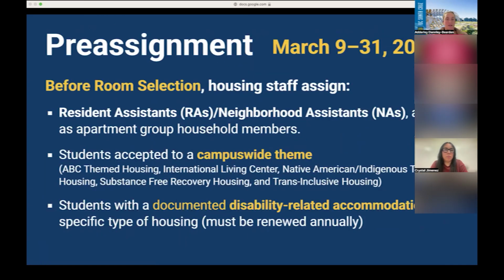So the pre-assignment process is March 9th to the 31st. Before room selection, we as housing staff assign those groups, including the RAs, the themed housing, and the DRC students, which must be renewed annually. So if you have a DRC accommodation already, I recommend checking in with their office to get that accommodation renewed before the pre-assignment process.